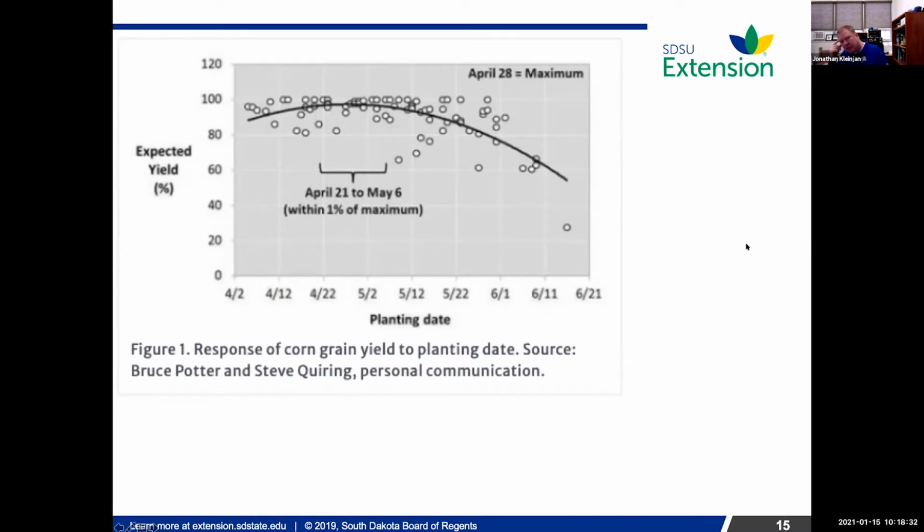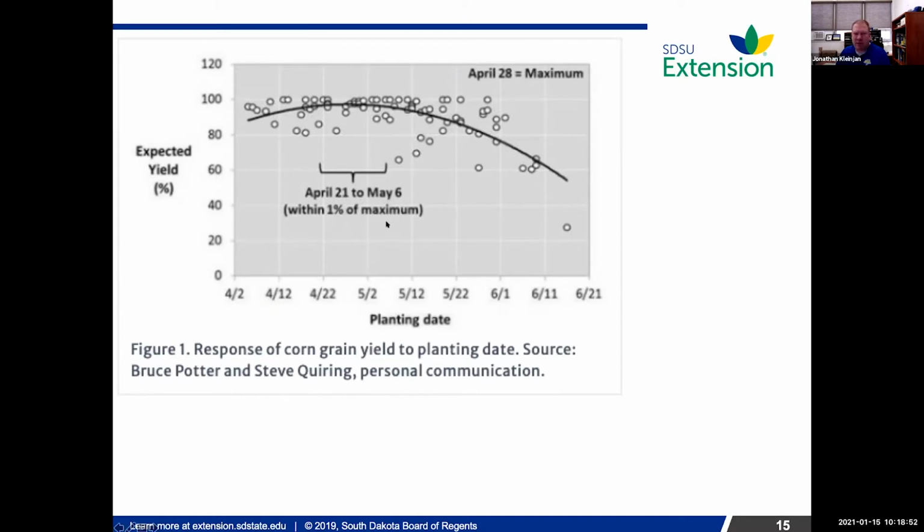And just to review, you guys all know this, but I really had a hard time finding any planting date data from South Dakota. We just haven't done a whole lot in recent years. This is a little fuzzy. This is from Lamberton, Minnesota, and it's just review: April 21 to May 6.